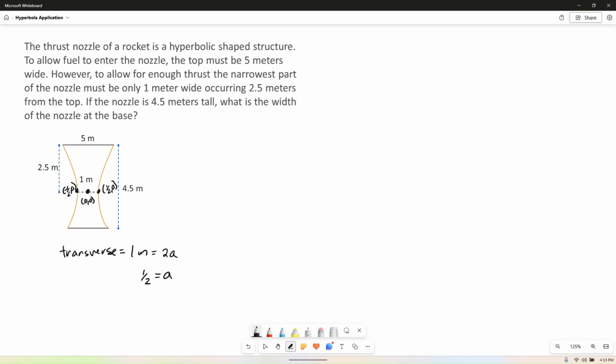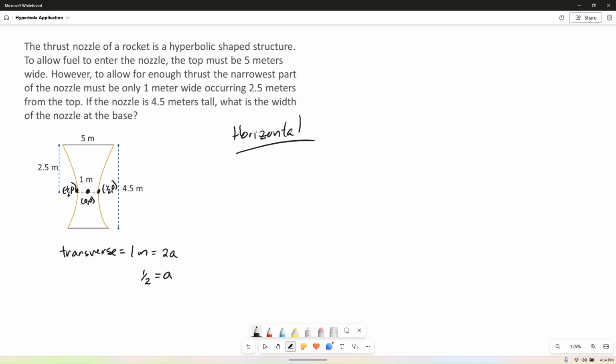I don't know b. I don't know c, and I don't really need c to write the equation. I do need to find b, though. So how could we find b? Well, what does the equation look like? Assuming the center is at the origin, do we have a horizontal or a vertical hyperbola? Looking at the graph, the two hyperbola curves open to the left and to the right, so I would say we have a horizontal hyperbola.